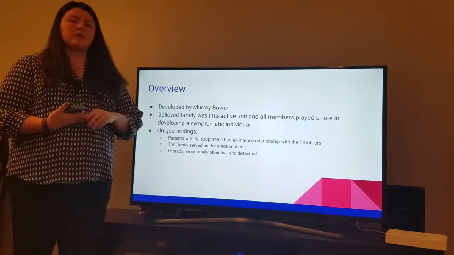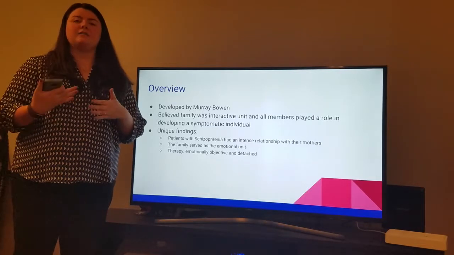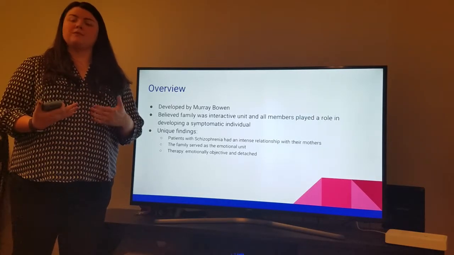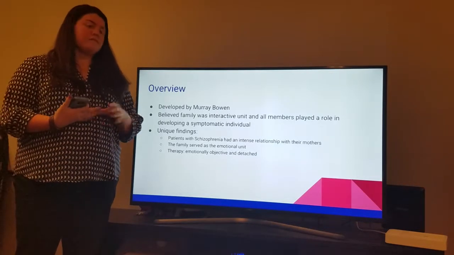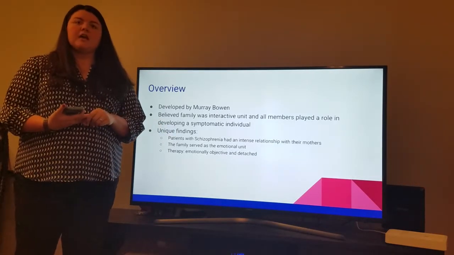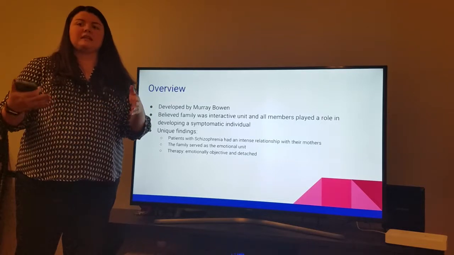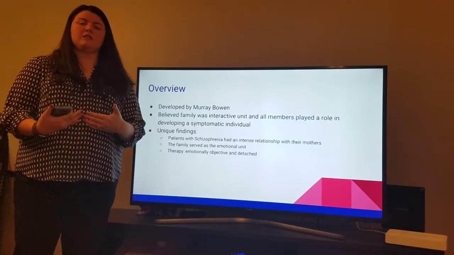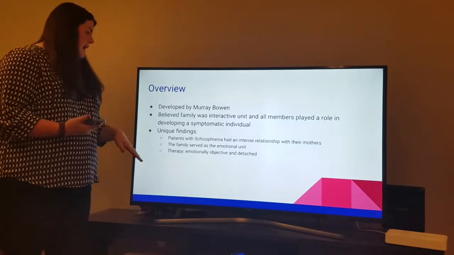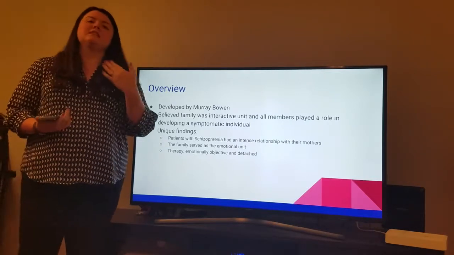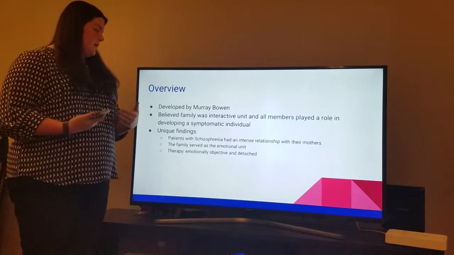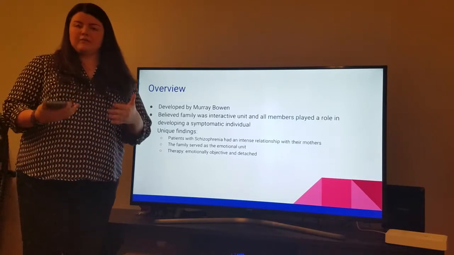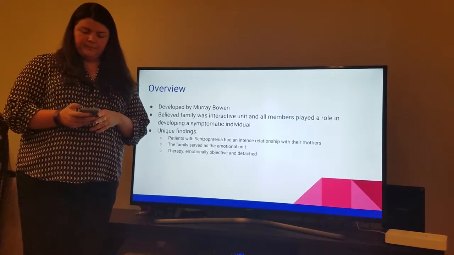Like I mentioned before, people with schizophrenia have a very intense relationship with their mothers, he was finding out. The family served as the emotional unit for the patient, so anything the patient was feeling was based on the family relationships. And as far as therapy, the clinician needed to be very neutral, emotionally objective, and detached from whatever was happening in the family.